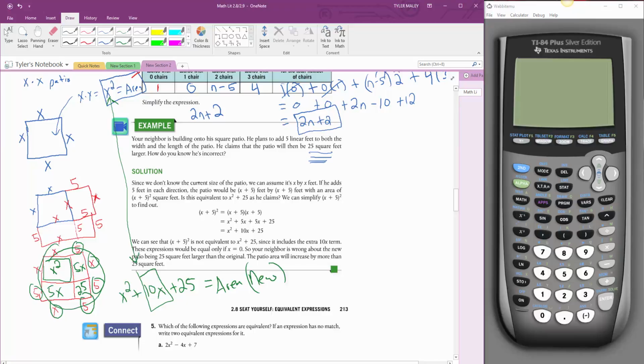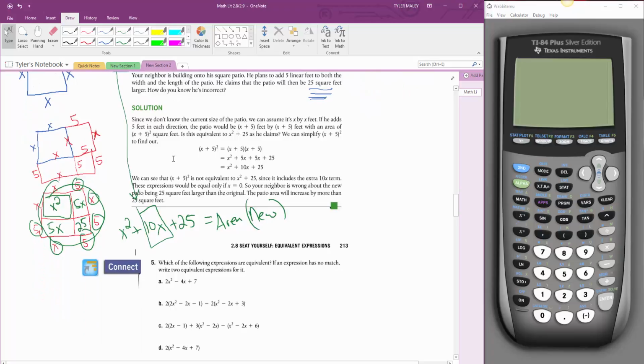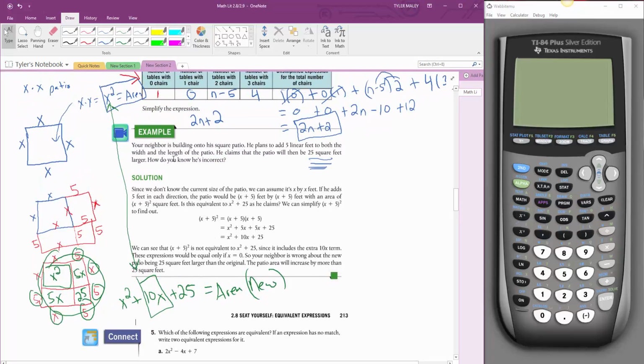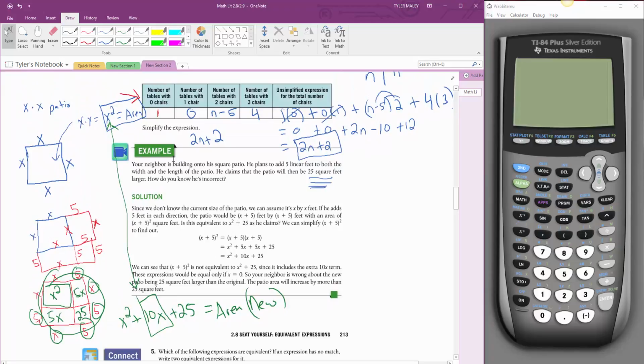The author approached it more from an algebraic point of view, and I try to supplement that by doing it the visual way. Depending on which way you prefer to learn, you could pay attention to my visual piece, or if you're stronger with reading, you could read that on your own. But the important thing to note is we don't get equivalent areas, so they're not the same. In other words, x squared plus 25 is not the same thing as x squared plus 10x plus 25.